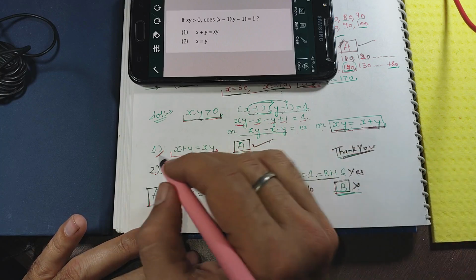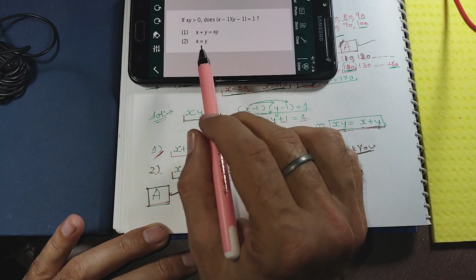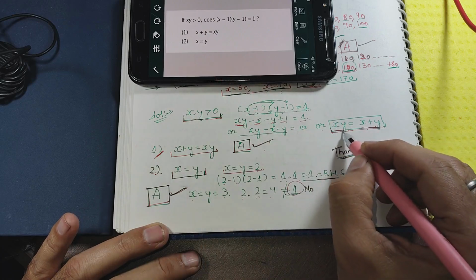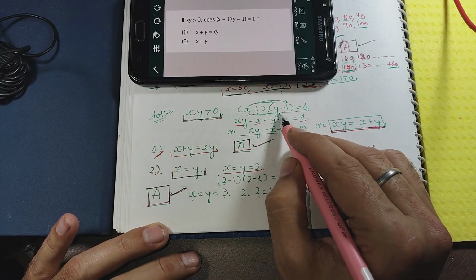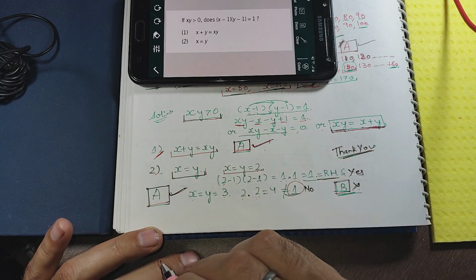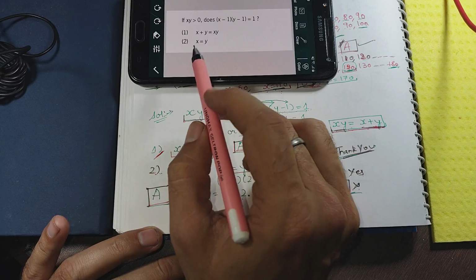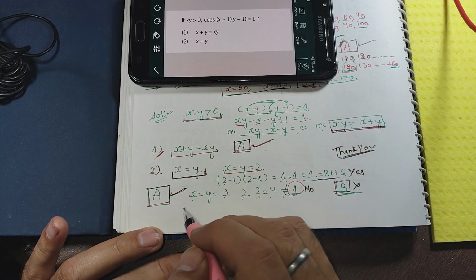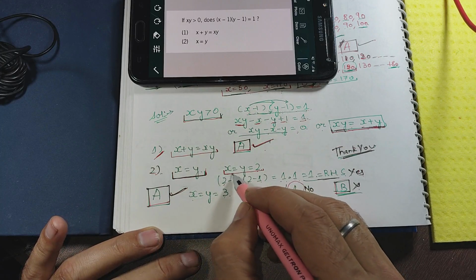Now with this information, moving to statement 1. Statement 1 tells me that x plus y is equal to xy. So this is what we have calculated. If this is true, then this is also true. So we can say that statement A is sufficient to answer my question. Now moving to statement 2. Statement 2 tells me that x is equal to y. Right? So let us suppose some value, x equal to y equal to 2.